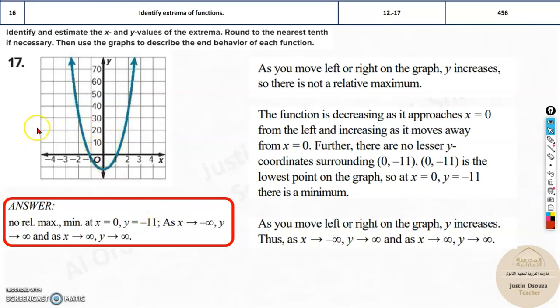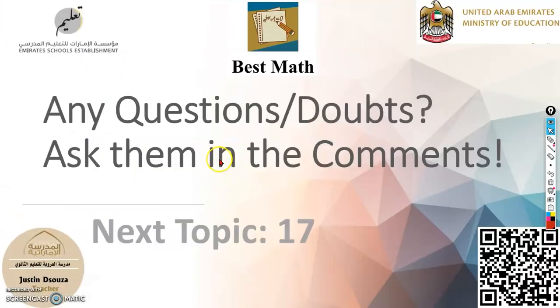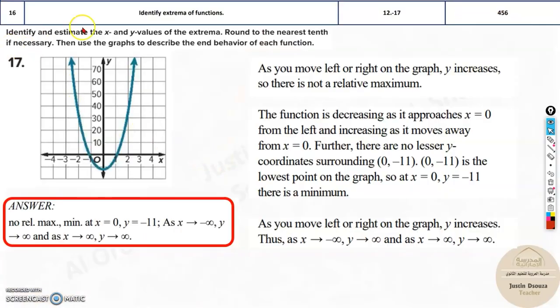Look into the four options and check the appropriate value, so you can easily find the correct option, and look at the end behavior. As x goes to minus infinity, the y value is infinity. Even over here, as x goes to positive infinity, it's infinity. That's the end of topic 16, identifying extremes of a function.